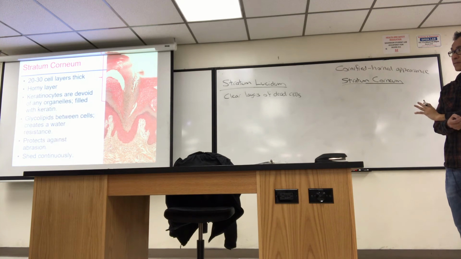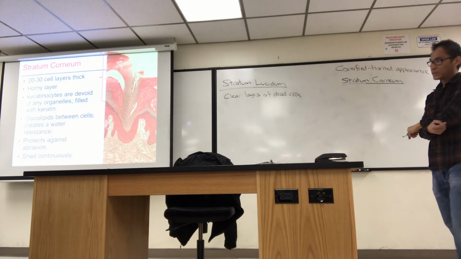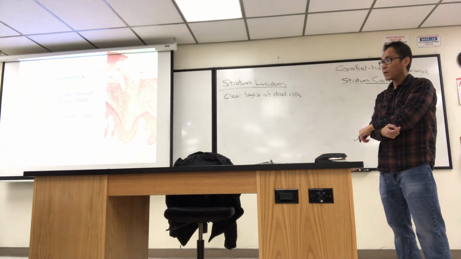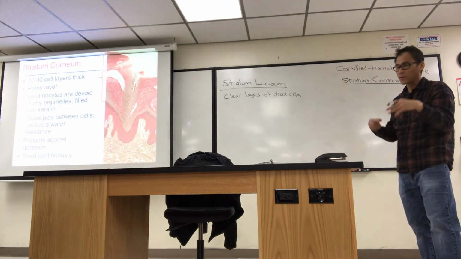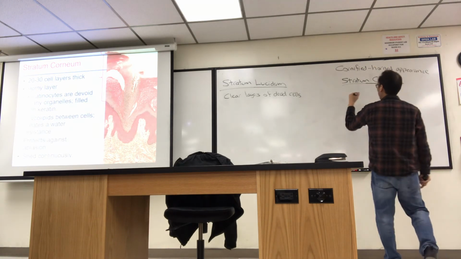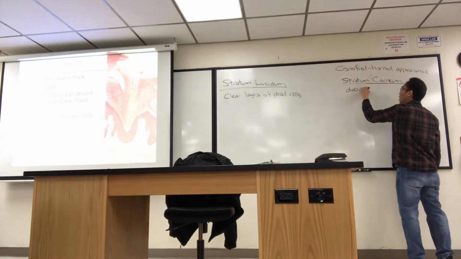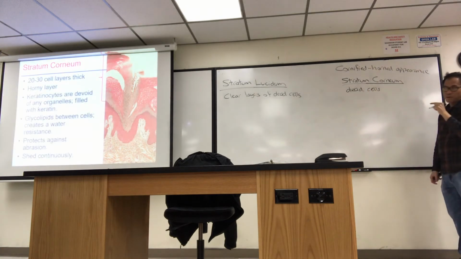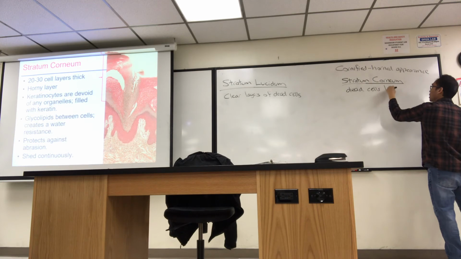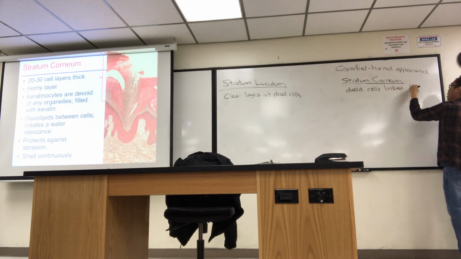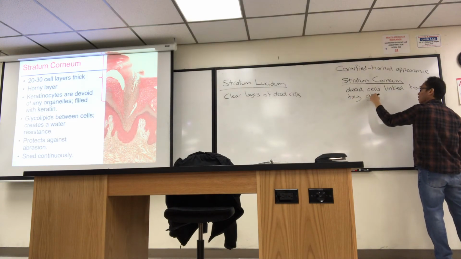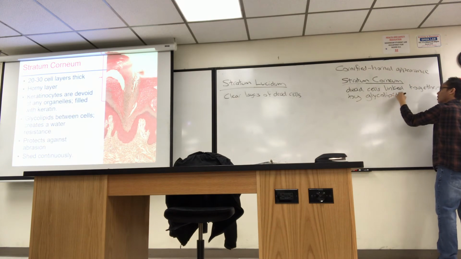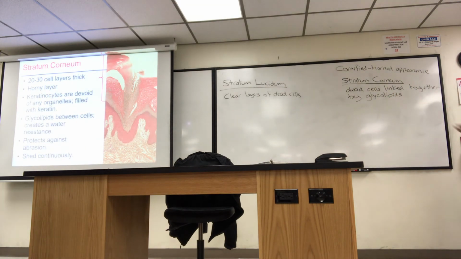The keratin cells are devoid of any organelles. They're just dead bags of keratin. There's glycolipids between cells, so this makes this layer very water resistant. And because it's so thick, it protects against abrasion. But it's shed continuously, but remember, it's always continuously replaced. All right, more dead cells linked together by glycolipids for waterproofing.